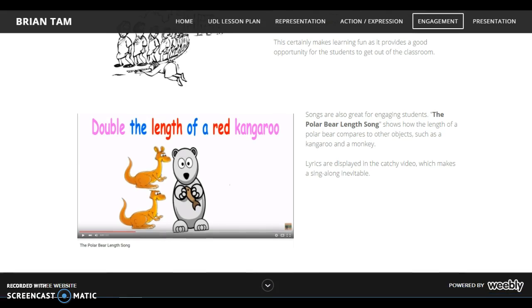Songs are also great for engaging students. The polar bear length song shows how the length of a polar bear compares to other objects, such as a kangaroo and a monkey. Lyrics are displayed in this catchy video, which makes sing-along inevitable.